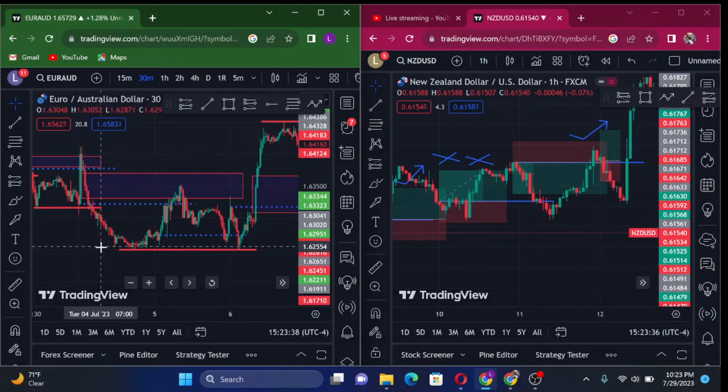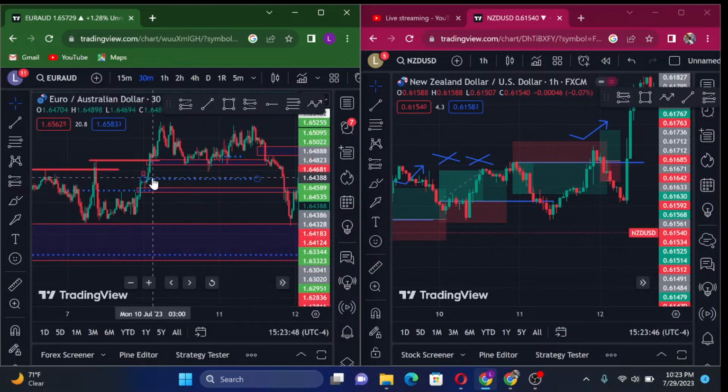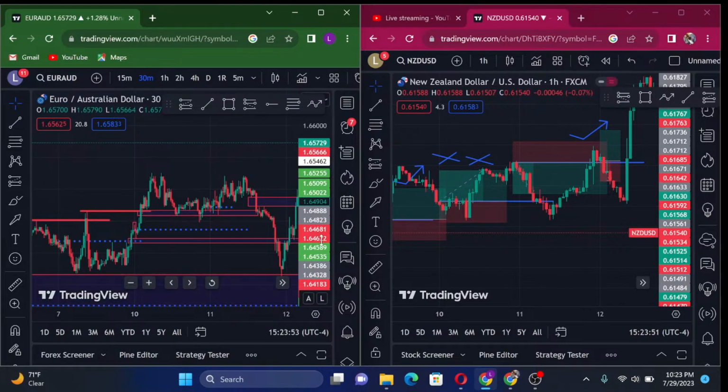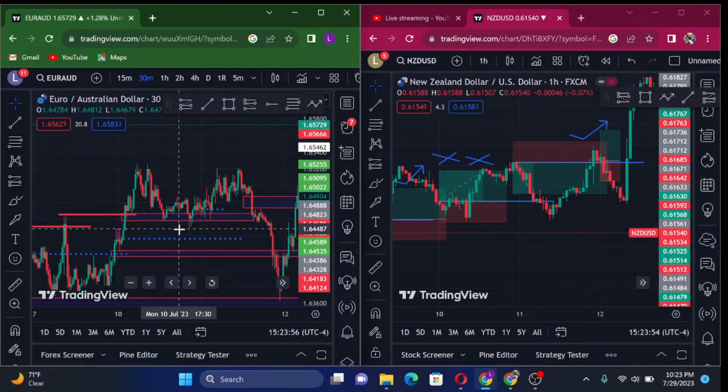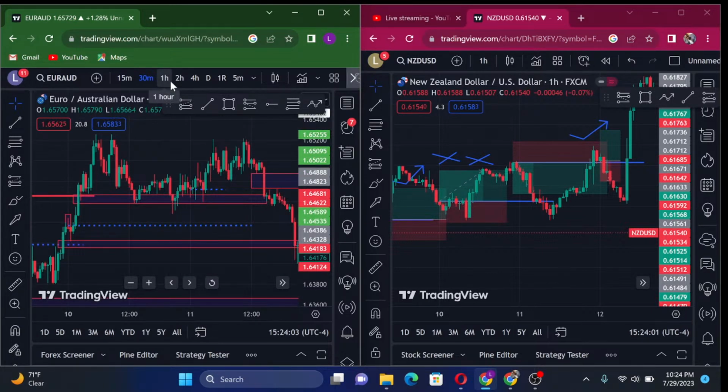This is 4th. Let me see. 9. Then we have 11 right here. Right here, Euro AUD. This is a 30-minute time frame. This is 1 hour. Let's put it on now.